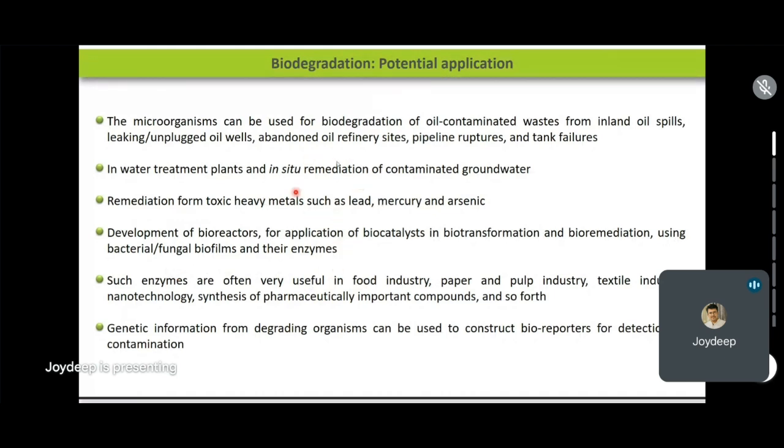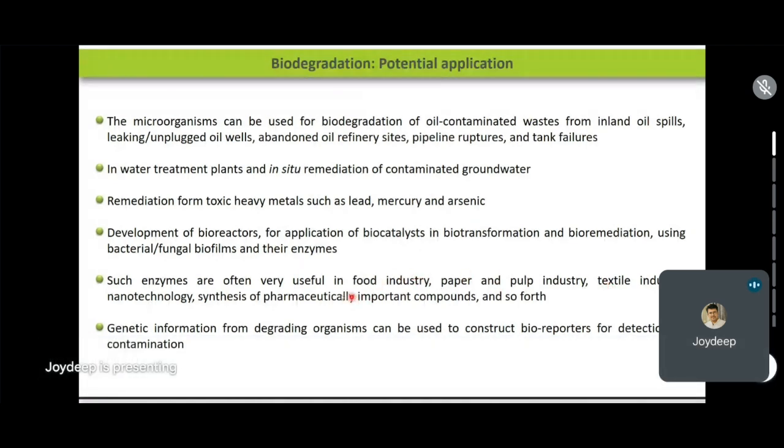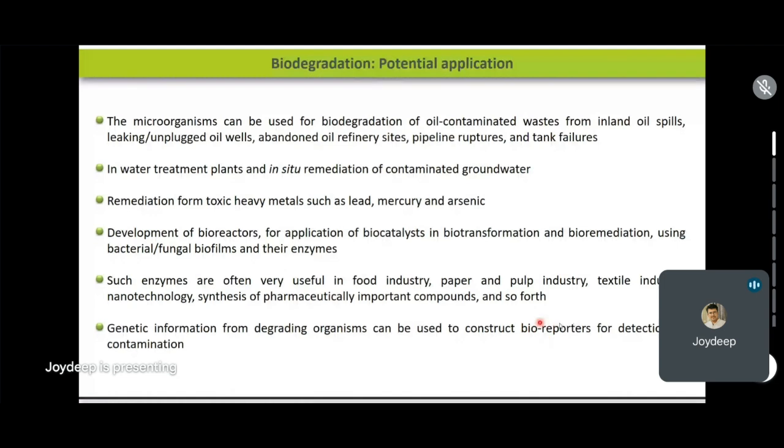And these kind of enzymes can have other industrial applications, for example in the food industry, paper and pulp, textile, like that, or in synthesis of synthons. So these are basically drug intermediates from which different drugs can be designed or synthesized. And genetic information can also be used for constructing bioreporter strains.